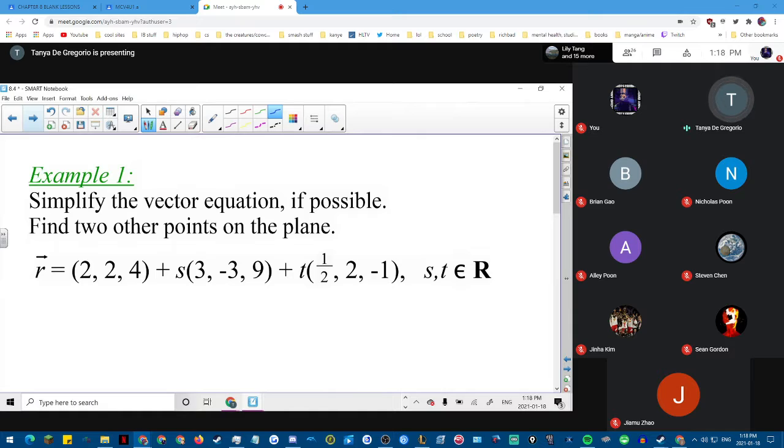Simplify the vector equation if possible. Find two other points on the plane. So here is my vector equation of a plane. How can I simplify it?